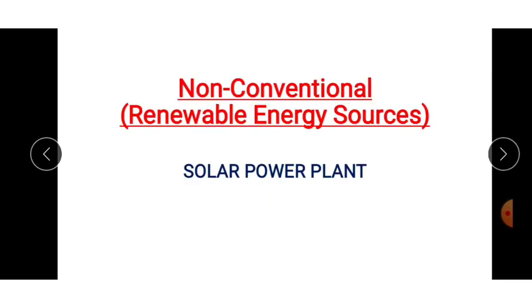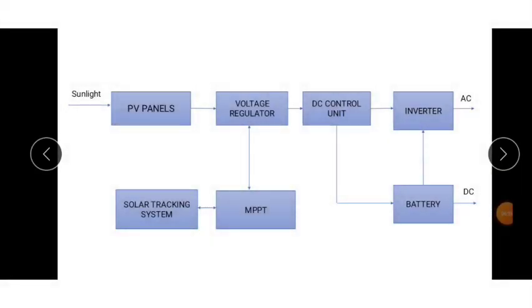The second renewable energy source that we have to study is solar power plant. This shows the basic block diagram of a solar power plant. It consists of PV panels, voltage regulator, DC control unit, inverter, battery, MPPT, and solar tracking system. First one, PV panel. PV panels absorb the sunlight and electrons are released by the process called photovoltaic effect.